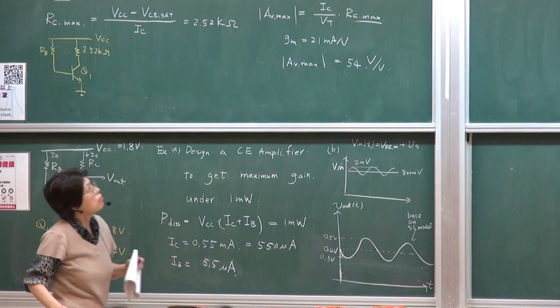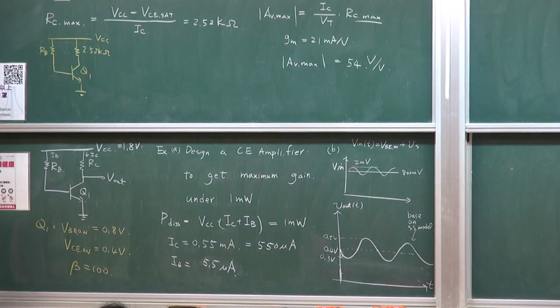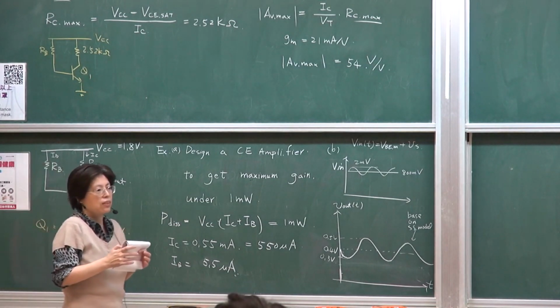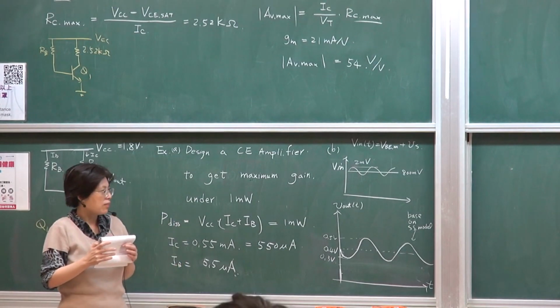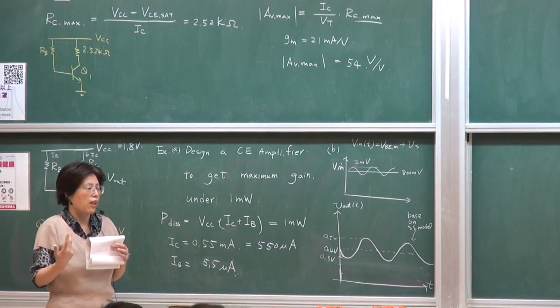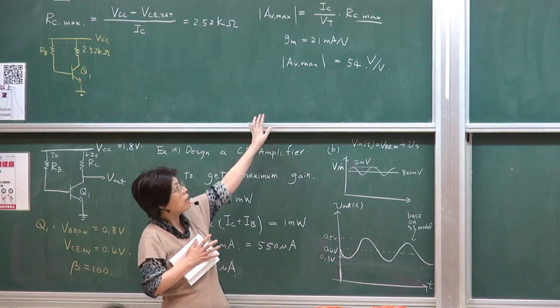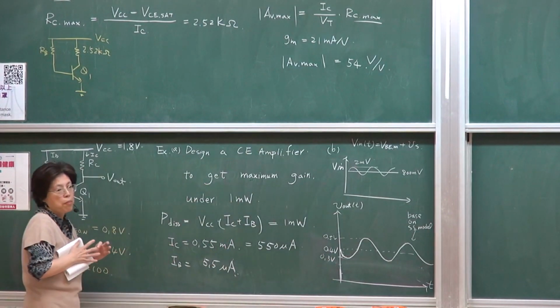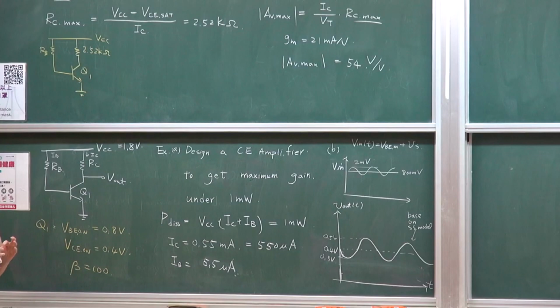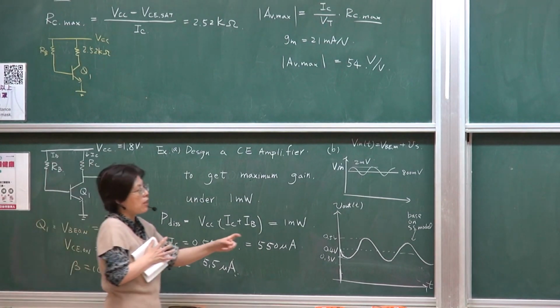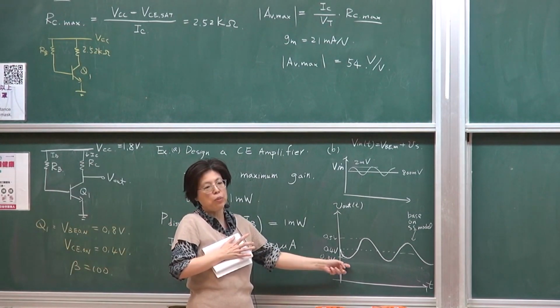GM RC. Okay? Do you think that this is the correct answer? Yes or no? What do you expect it will look like? It's supposed to be a sine wave and amplified by the gain of 54, right? Do you think that this will be something that you'll see, or what will happen?